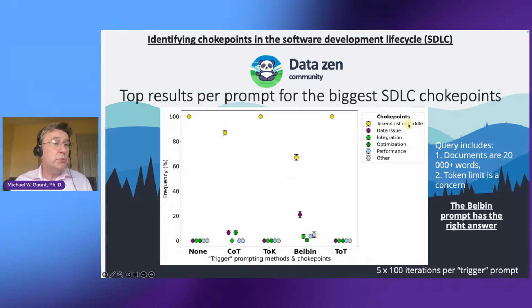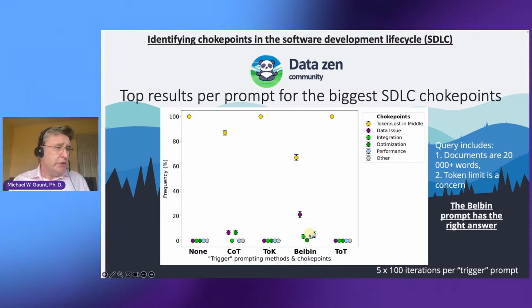So the yellow is we have a lost in the middle. We have a token problem. Now we've already told it there's token limit concerns. So it said that the choke point is tokens. The other is there's data issues. Now, a typical data issue here is, as I've gone through before, compliance documents have multiple columns. A lot of information can be held in tables, and those are difficult to pre-process. And then there's framework issues, integration, optimization, performance.